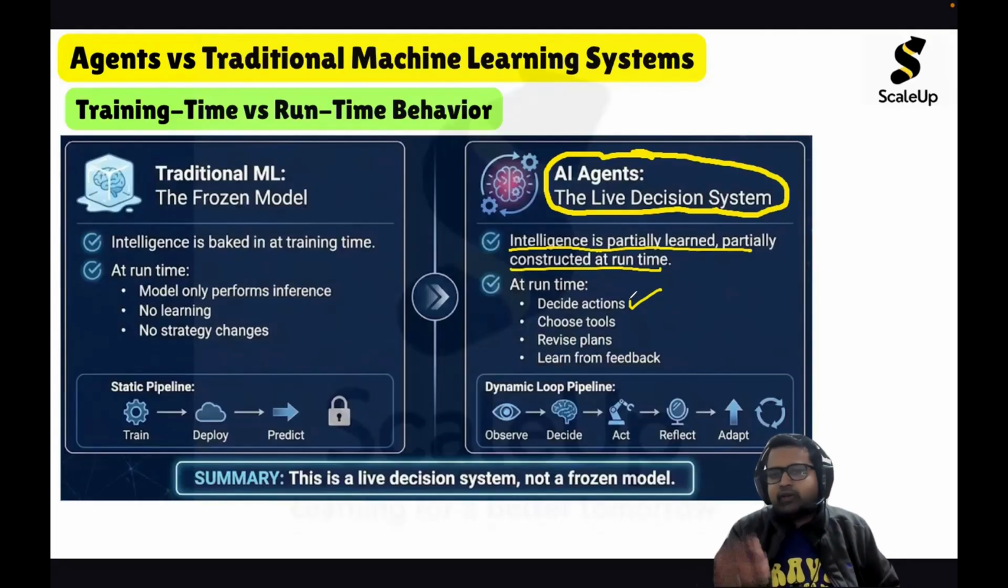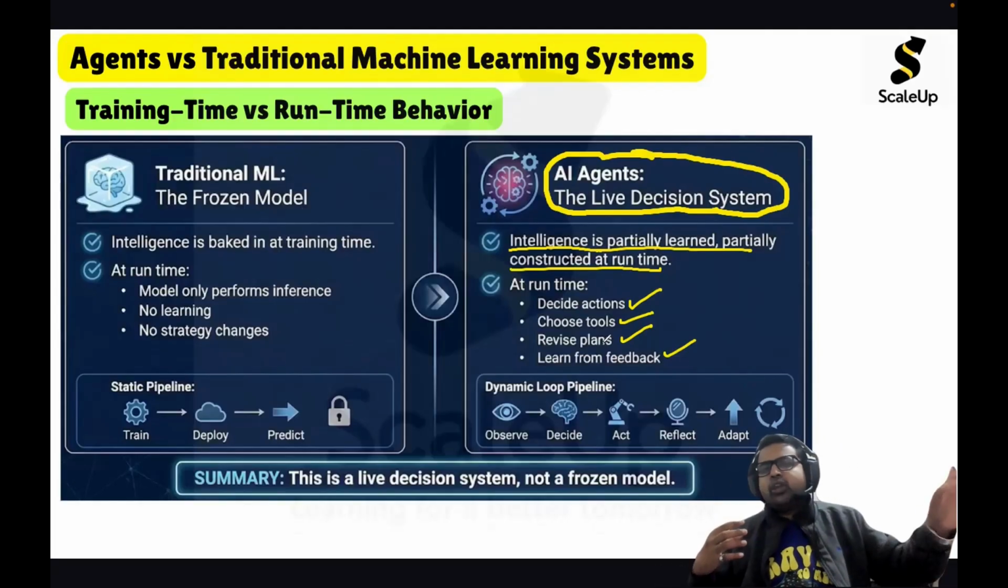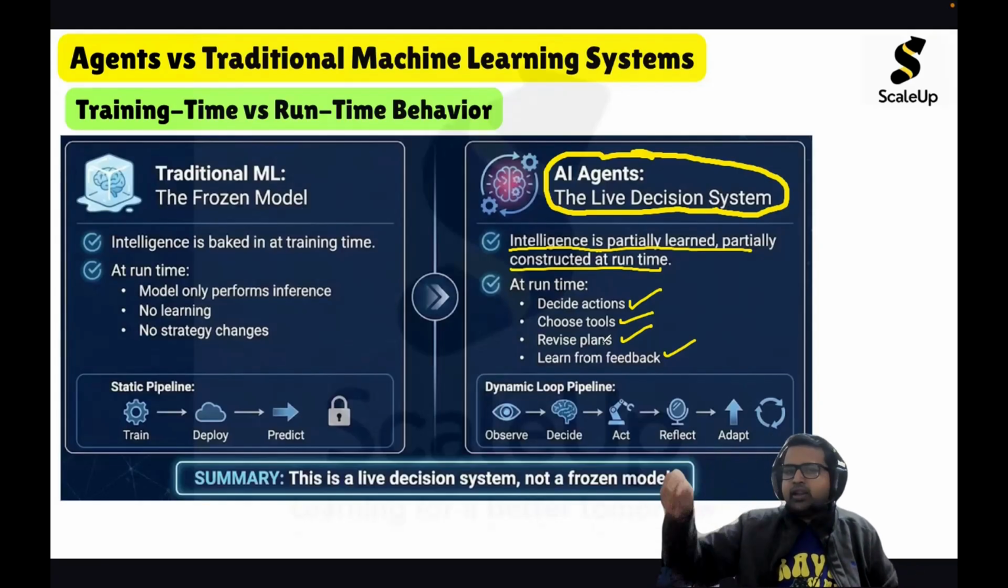It will plan. It will make an action plan. Then it will choose tools to perform those actions. It will act, executing those actions, and it will reflect: it will assess the outcomes, learn from feedback, and revise plans, and it will keep on doing it. So if you give an AI agent an input, it will keep on running the learning loop until the goal is achieved.